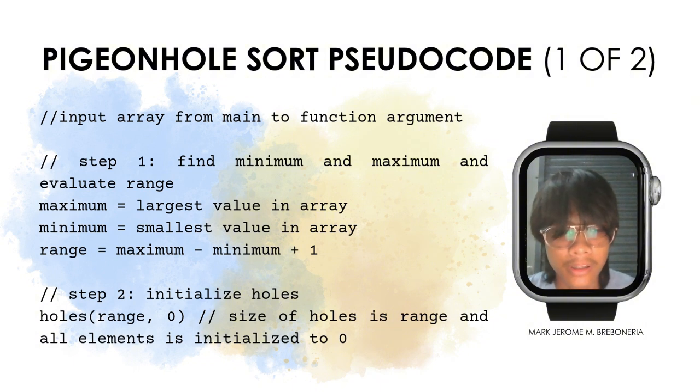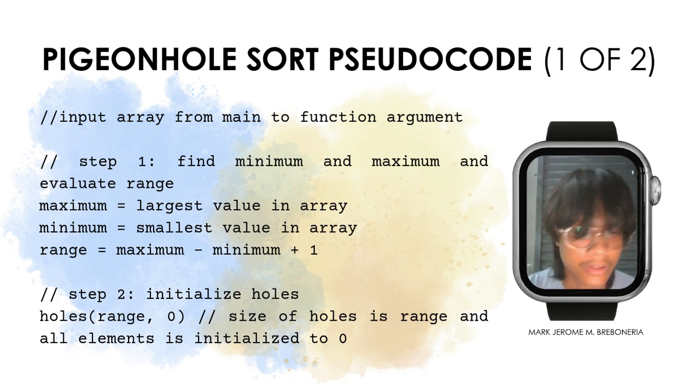So same with minimum, but minimum is the opposite of a maximum, which is the smallest value found in the array. So after that, to get the value of range, we can just subtract minimum from maximum and add 1. So after we're done with getting the values for our minimum, maximum, and range, we can go on to step 2, which is to initialize our holes.